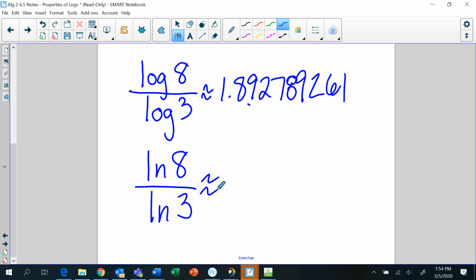So it doesn't matter if you use log base 10, it doesn't matter if you use ln. Which is log base e. Should we use e? This is log base e. You can't do e to the 8th over e to the 3rd.